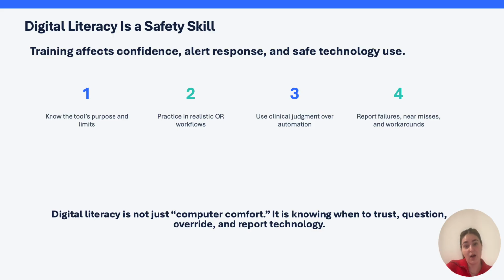Digital literacy also involves knowing when to question or override technology. For example, if a monitor displays a value that does not match the patient's clinical presentation, the provider should assess the equipment, examine the patient, and verify the information before treating the displayed number. Clinicians should also know how to report software failures, inaccurate alerts, near misses, and unsafe workarounds. Reporting allows organizations to correct problems that might otherwise remain hidden.